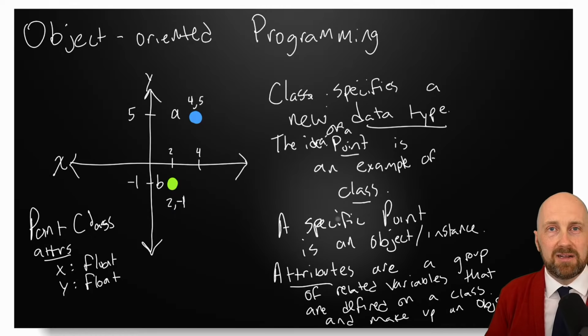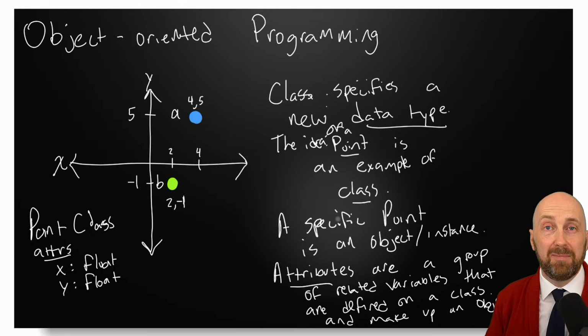The other thing that classes are made of, which we'll come back to in just a bit, is methods. These are like the operations that you can carry out on objects. So we could ask a point, what quadrant are you in? Or we could ask a point to invert itself. Or we could ask two points, what's the distance between these two things?